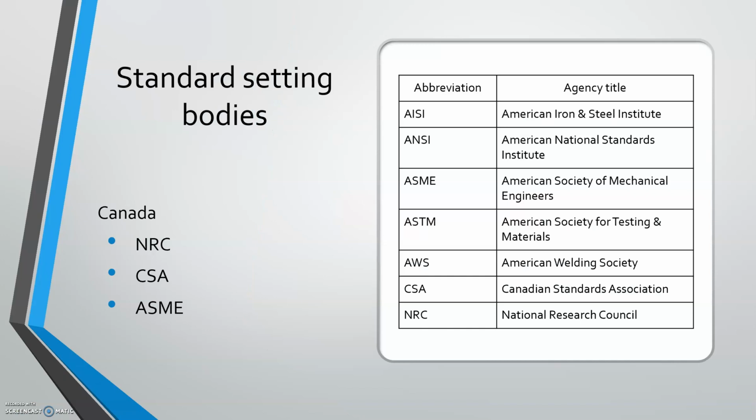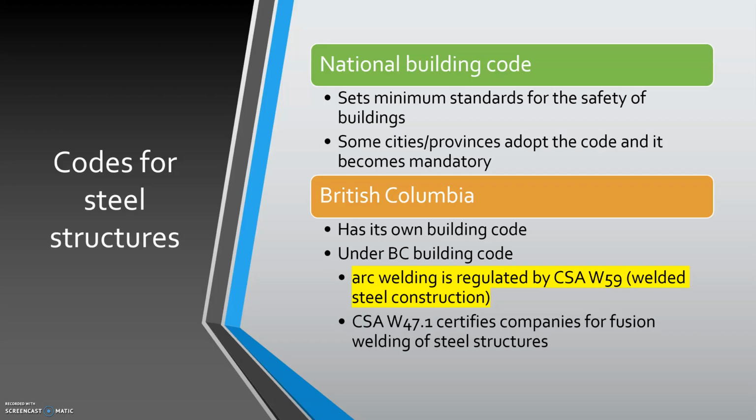Page 4, codes and standards are used interchangeably, usually to confuse everybody. In Canada, we follow the CSA, ASME, and National Research Council guidelines. Page 5, Standards Council of Canada promotes standardization in all fields. For steel structures, there is a national building code that has a minimum safety standard for building. Cities can adopt the national code or they can develop their own code that must be at least the national building code or more.